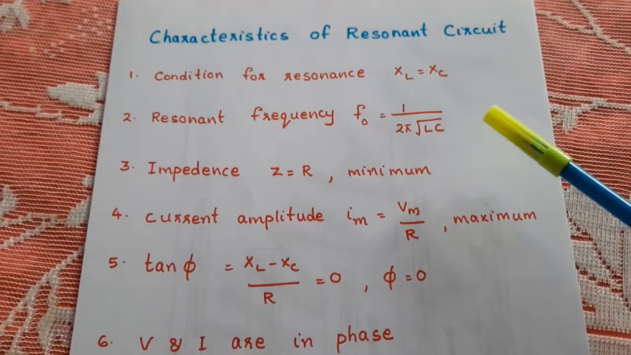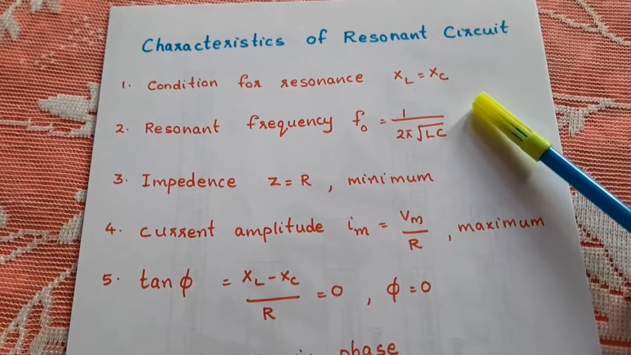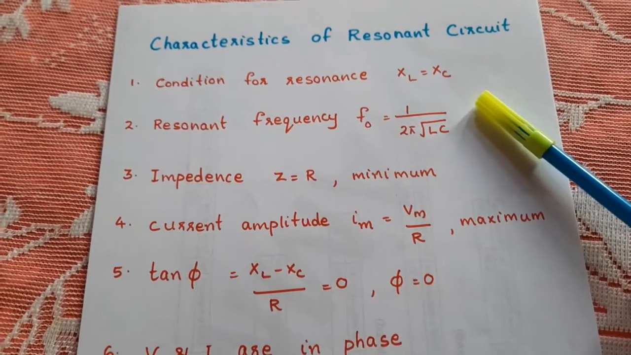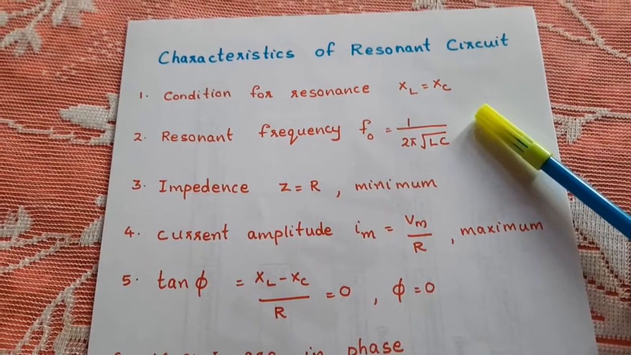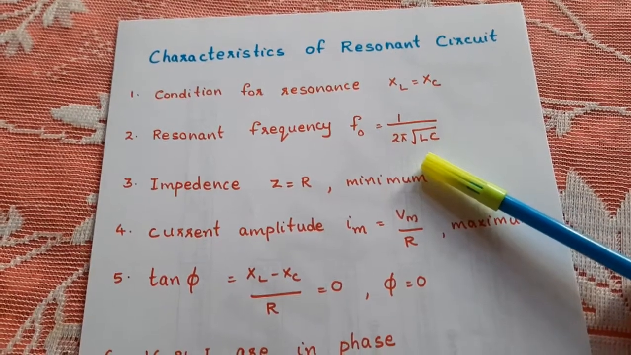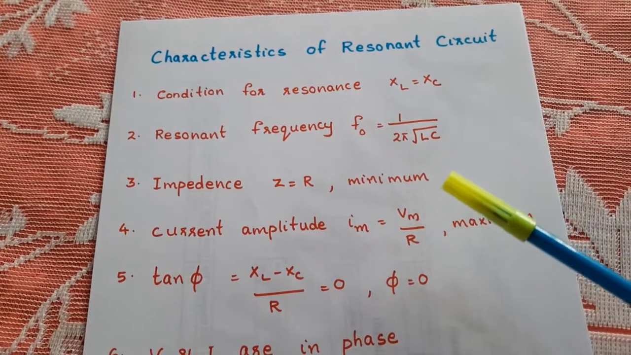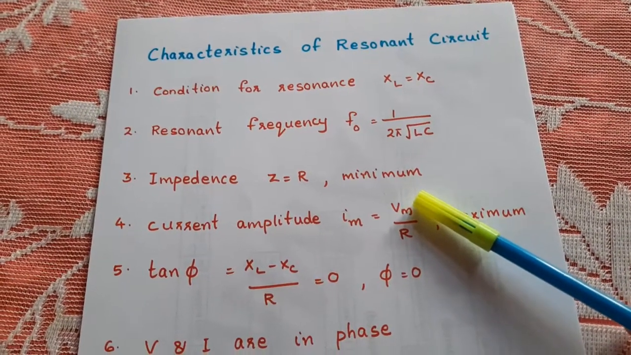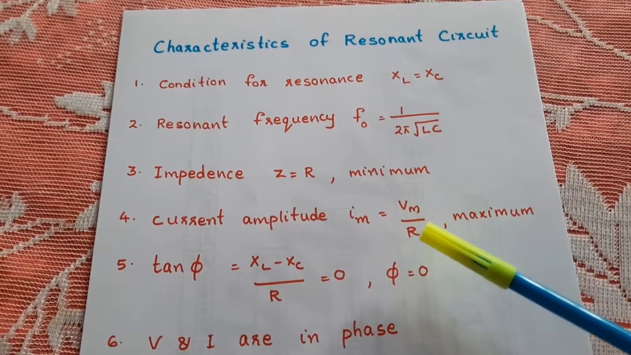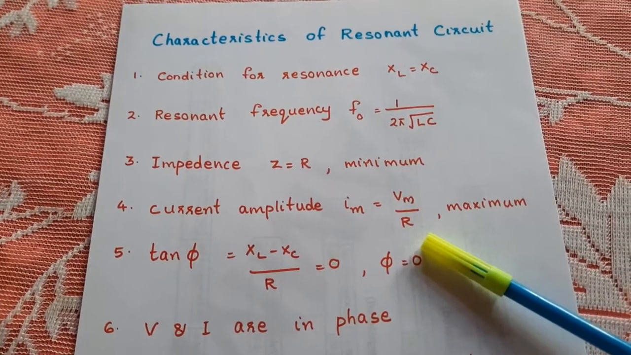Now let us see the characteristics of a resonant circuit. The condition for resonance is XL is equal to XC. Inductive reactance is equal to capacitive reactance. The resonant frequency is 1/(2π√(LC)). Impedance Z is equal to R. It is the minimum value. The current amplitude is Vm/R. It is the maximum value.